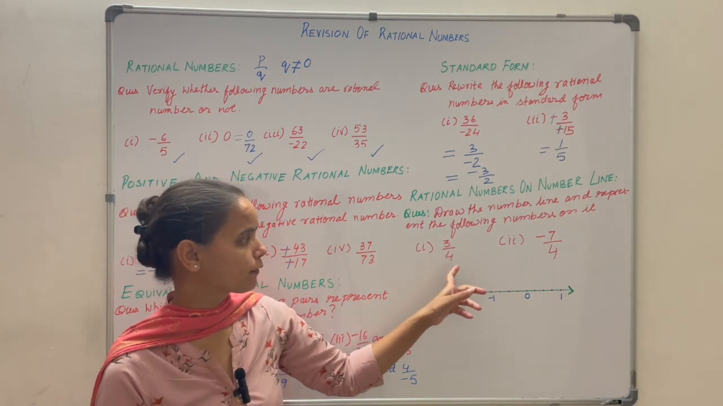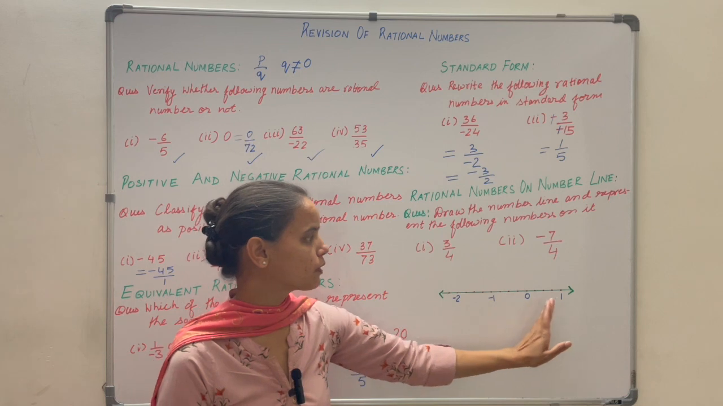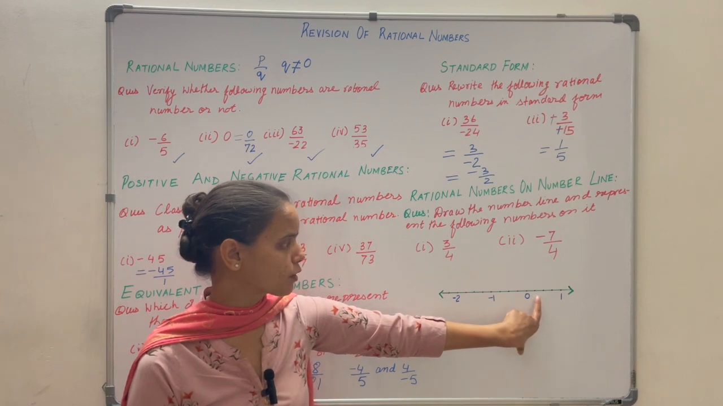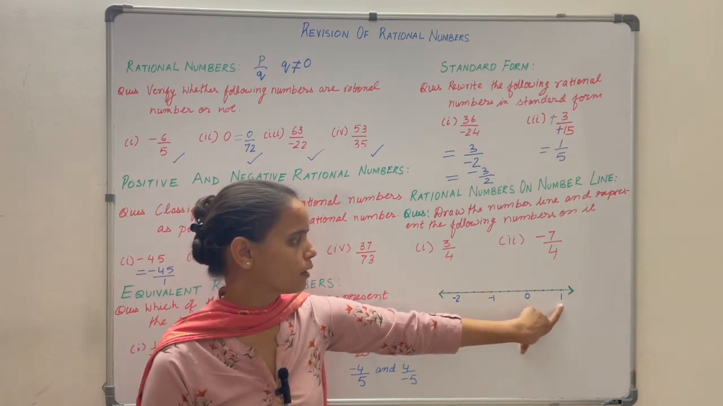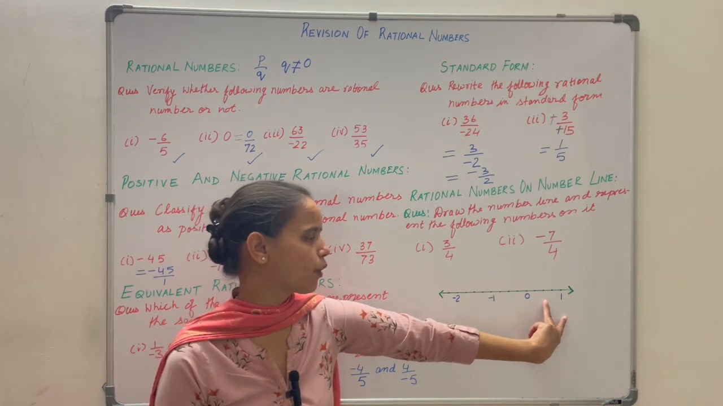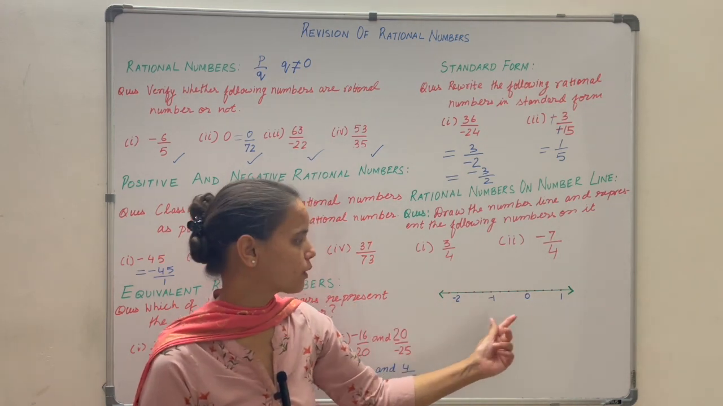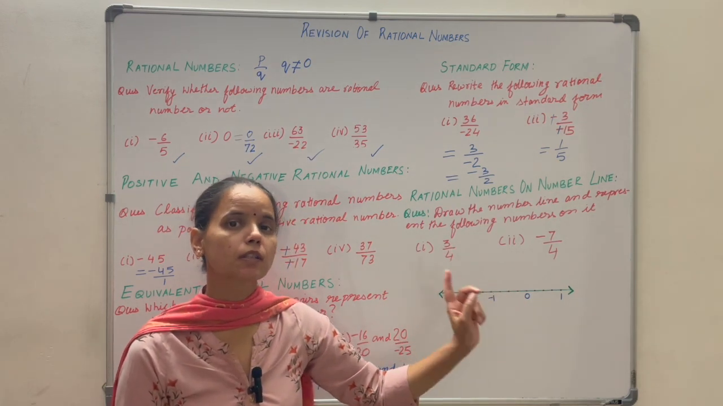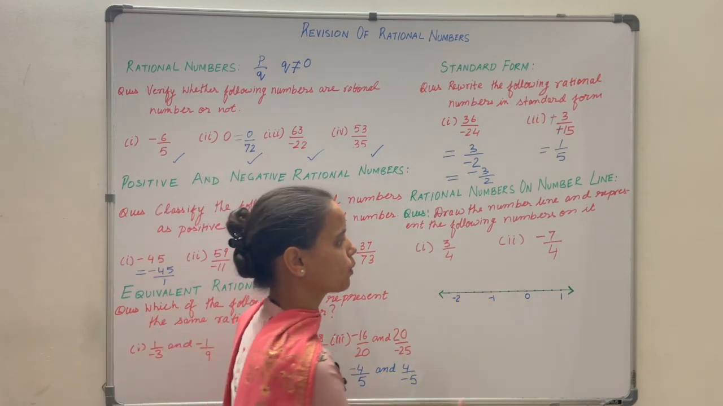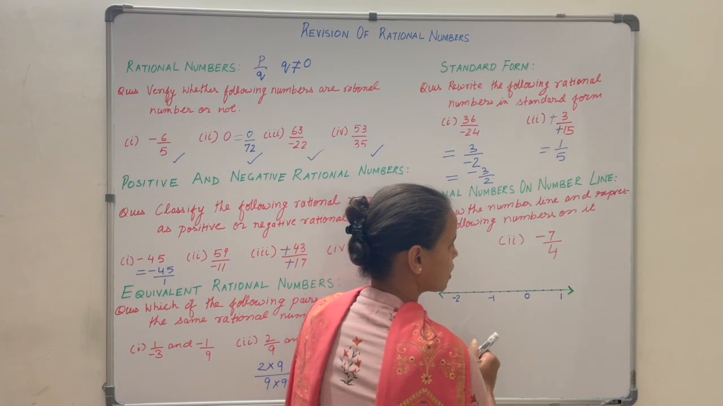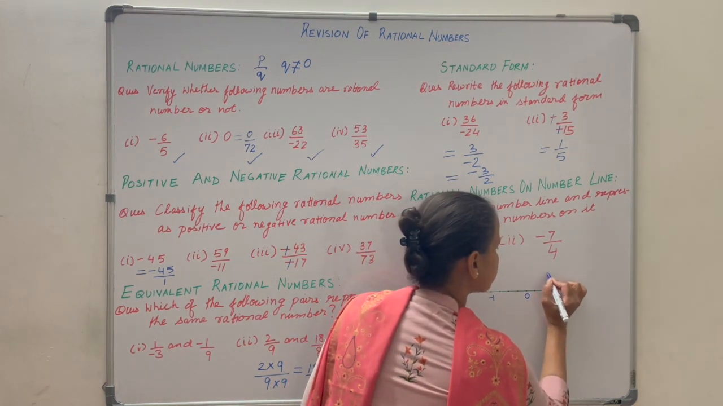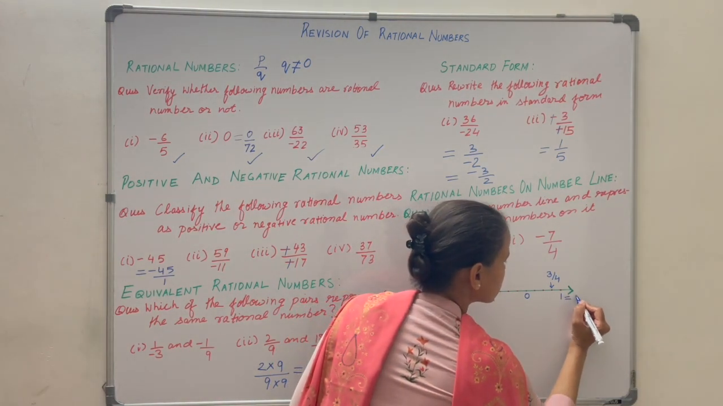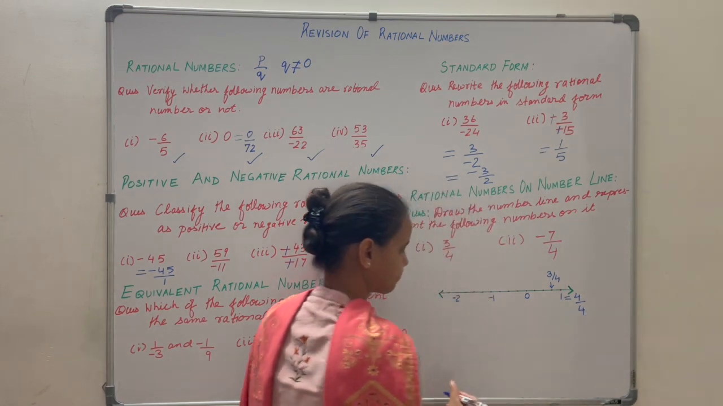So let us take 3 by 4. It is a positive number, so it will be towards the right side of the 0. How many divisions for one unit? 4 equal divisions. So 1, 2, 3, 4. Here I have made 4 equal divisions for one unit, and here also, and here also, 4 equal divisions for one unit. Now this is 3, so that means 3 units away from 0. So 1, 2, 3. So this number is 3 by 4 and you know this is 4 by 4. 1 is equal to 4 by 4.